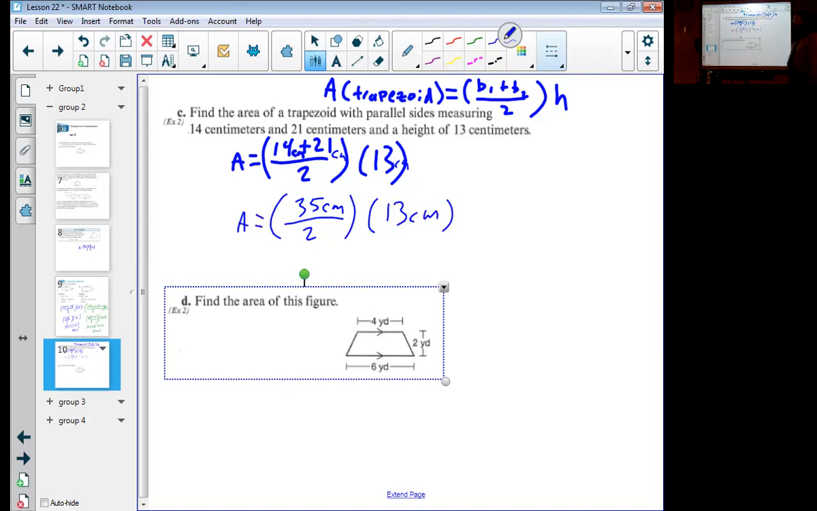Now we go inside of our grouping symbol. We have no exponents. We do have division, so we divide 35 by 2. We have area is equal to 17.5 centimeters times 13 centimeters.